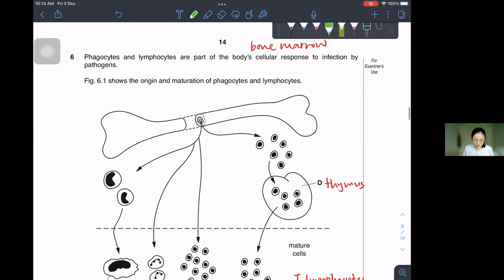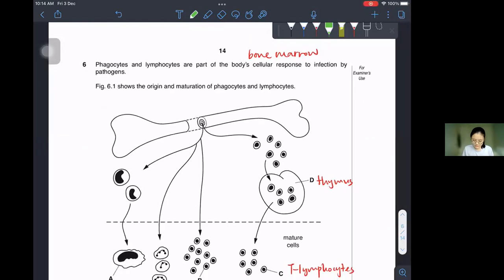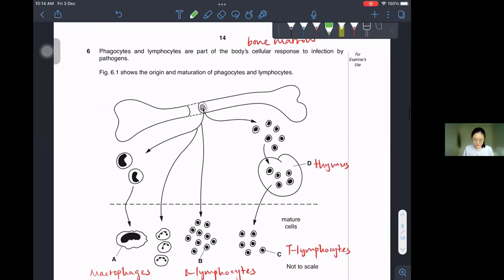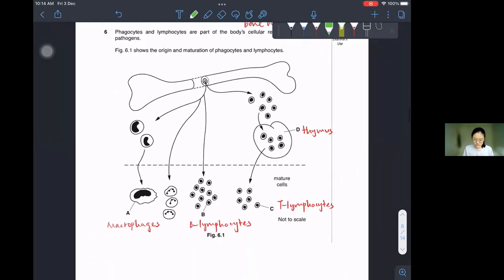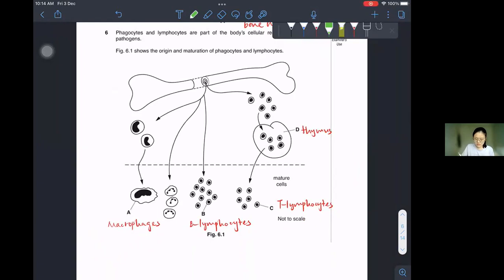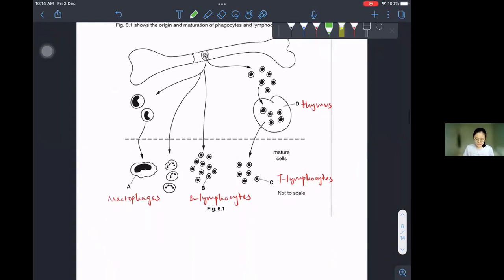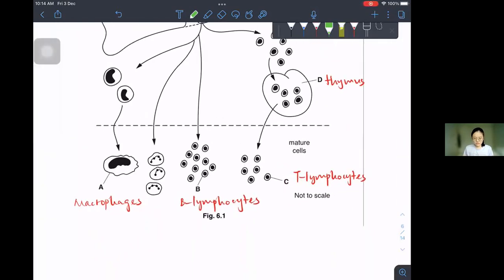And then phagocytes and lymphocytes are part of the body's cellular response to infection by pathogens. Figure 6.1 shows the origins and maturation of phagocytes and lymphocytes. So here is a picture showing the bone marrow, and there are 3 different types of white blood cells being released: macrophages, B lymphocytes, and T lymphocytes. And neutrophil here.